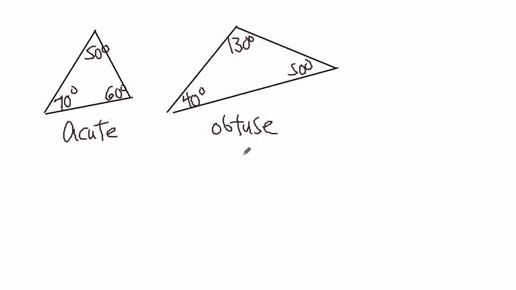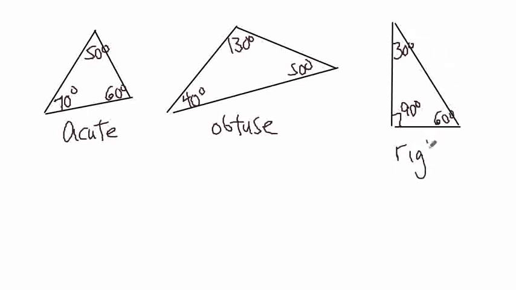Okay, now what about if we have a right triangle? So for example, we could have a triangle that has 90 degrees, that's represented by a little box symbol, and maybe this one's 30, maybe this one's 60. So we call that, surprise, surprise, a right triangle.